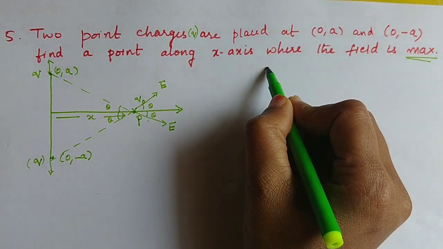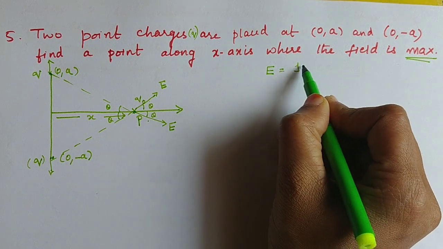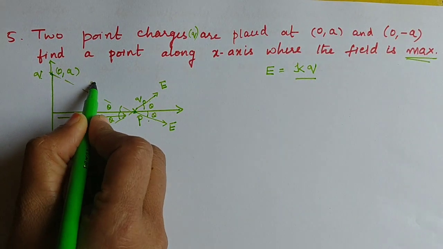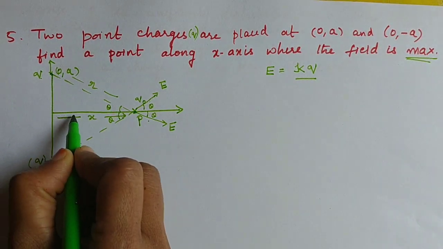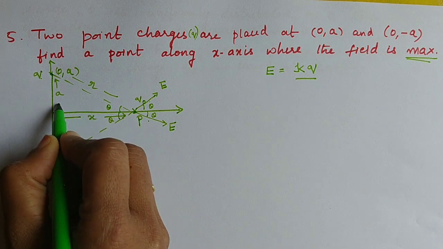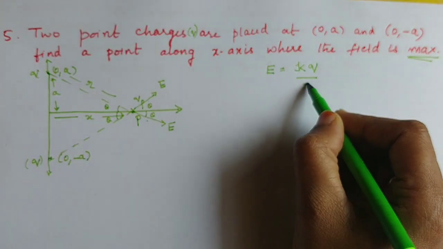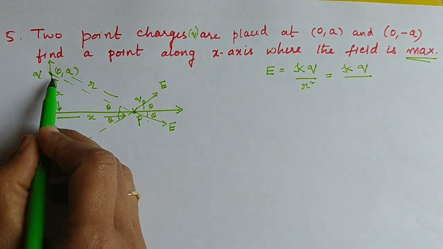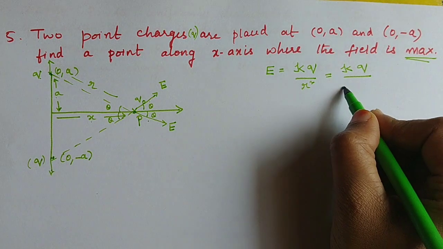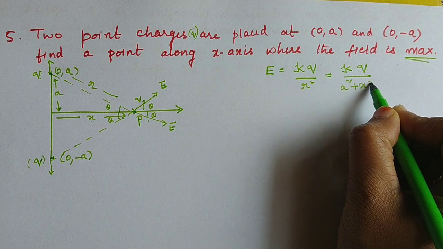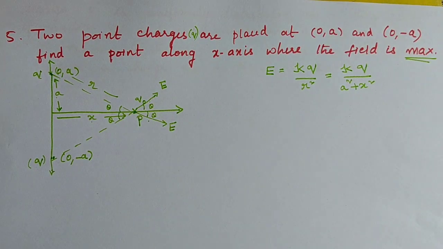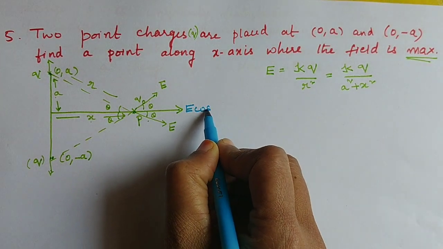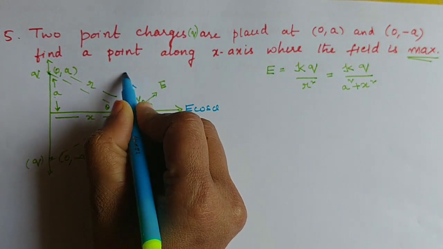We know both are having the same magnitude, so I'll write the magnitude here. K due to this charge Q by, let this distance be R. So this is X, this distance is A, hypotenuse is R, so I will write it as R square. On simplification, you get KQ by R square, which would be A square plus X square. Now when I resolve this E into components, horizontal component is E cos theta, vertical is E sin theta.